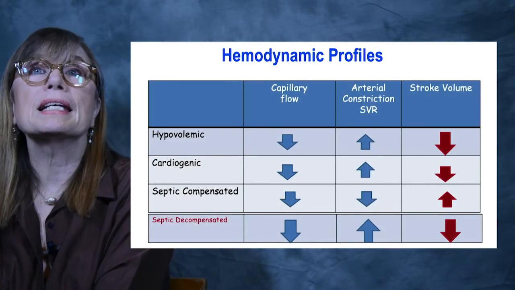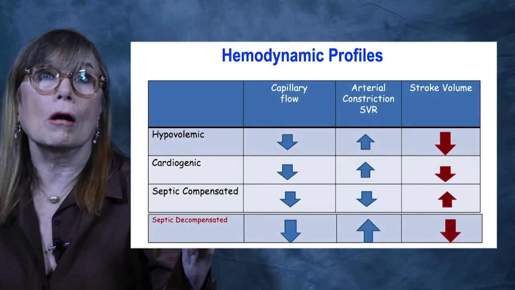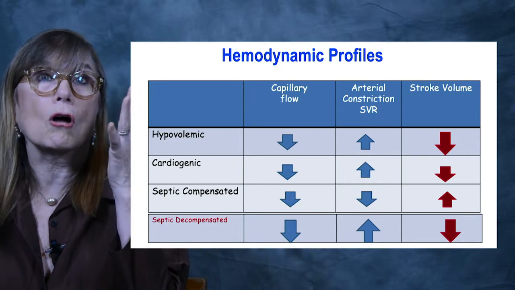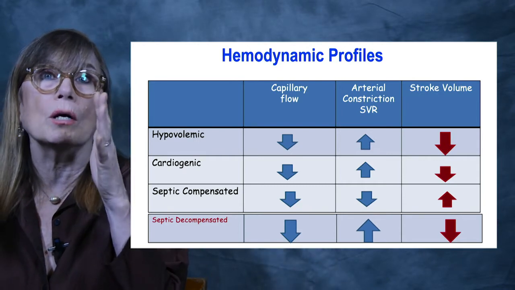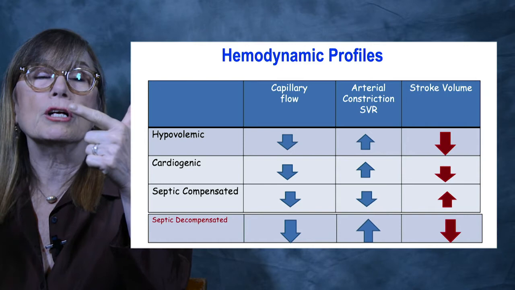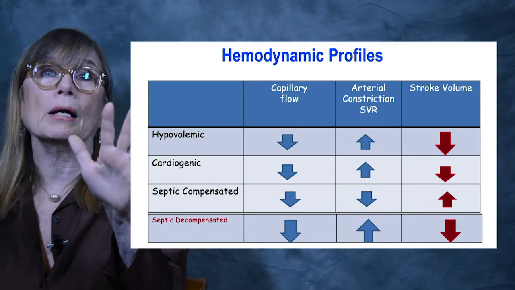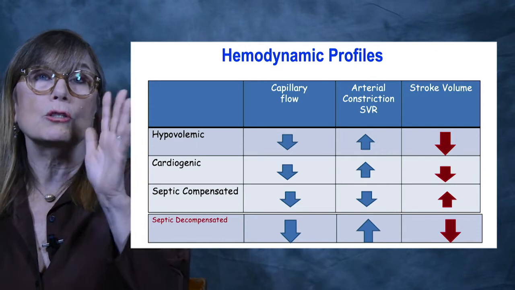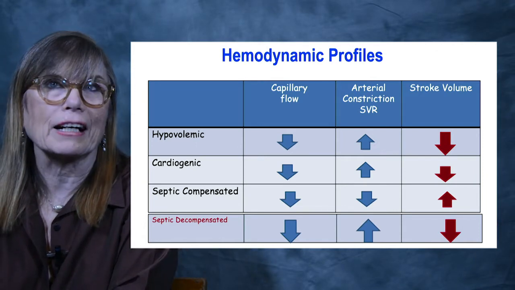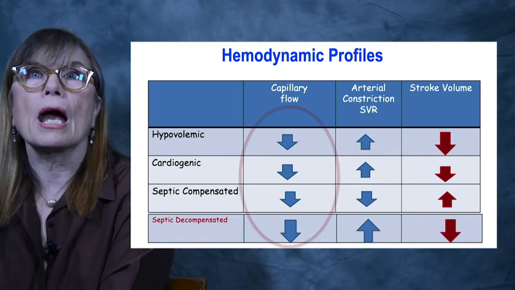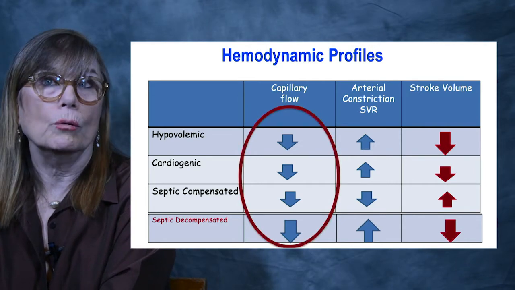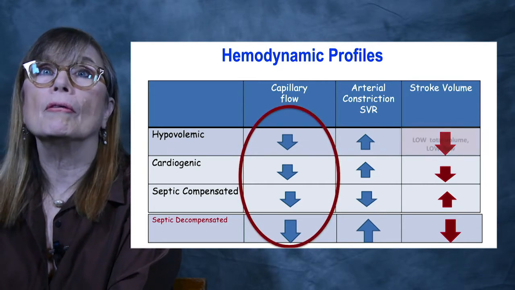So if we look at this in a hemodynamic profile, and there are other kinds of shocks, and I'll talk a little bit about them, but these are the main ones: hypovolemic, cardiogenic, compensated sepsis, which looks a lot like hypovolemic, and decompensated sepsis, which looks a lot like cardiac. All of them share poor capillary flow.